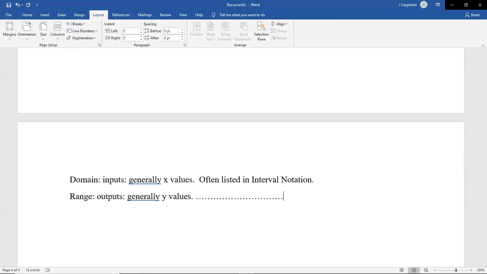Functions have a certain condition to be a function. No input may lead to more than one unique output.